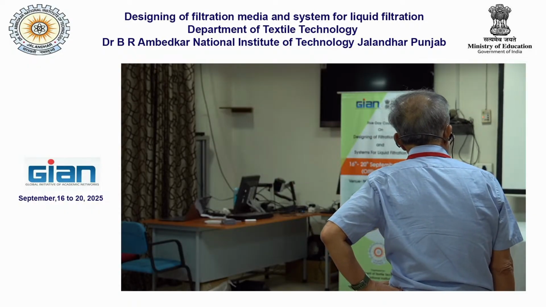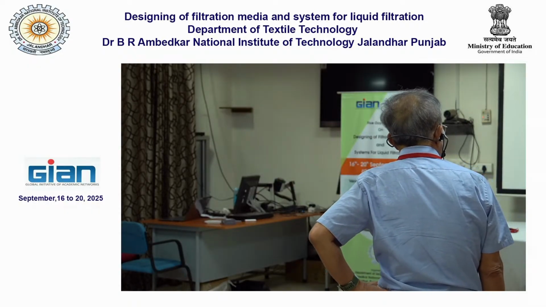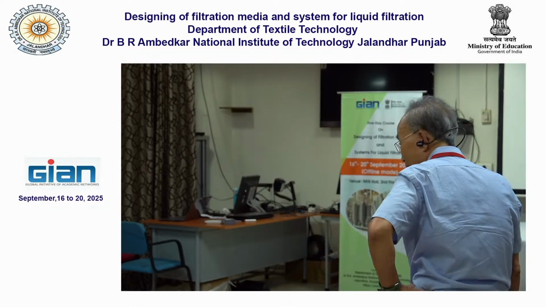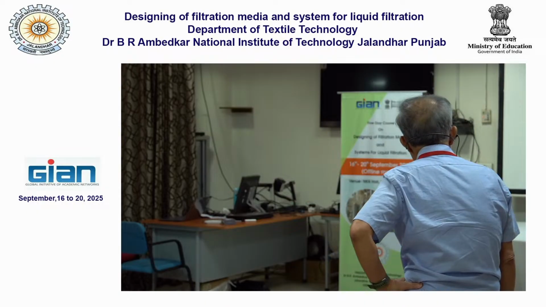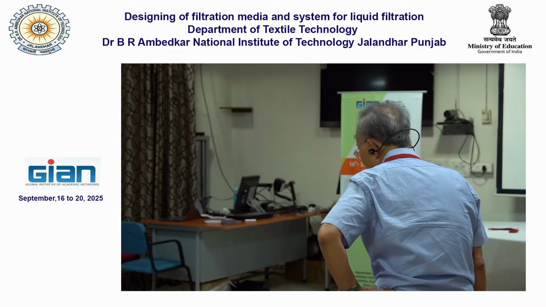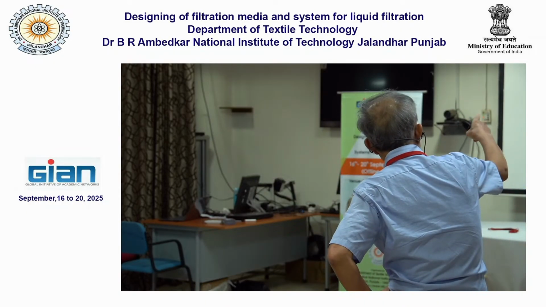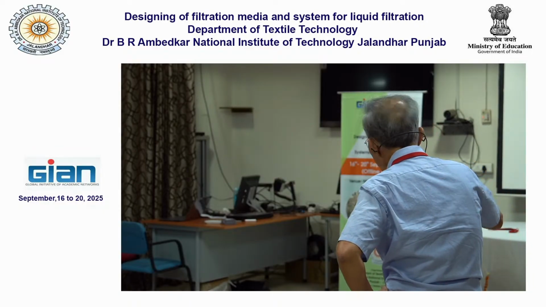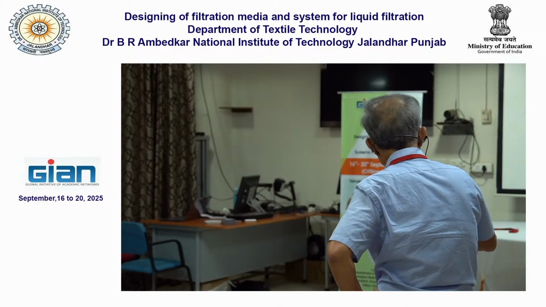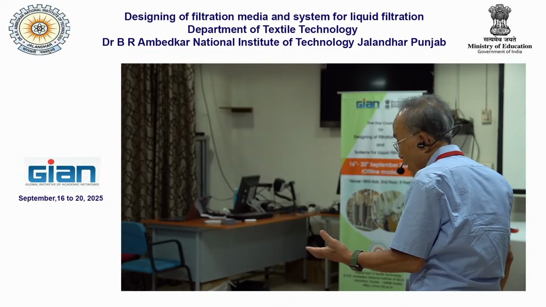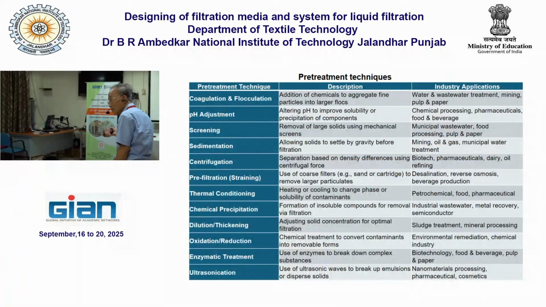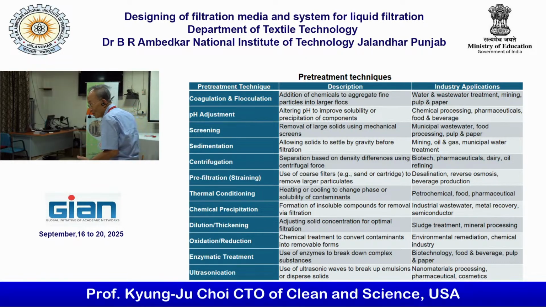So coagulation, flocculation, wastewater treatment, mining, pulp and paper, they use a lot. But what about pH adjustment? Here, this is a pre-treatment. So you have to adjust the pH for the wastewater or the water treatment, the screening, and that we considered as a pre-treatment. That's why.